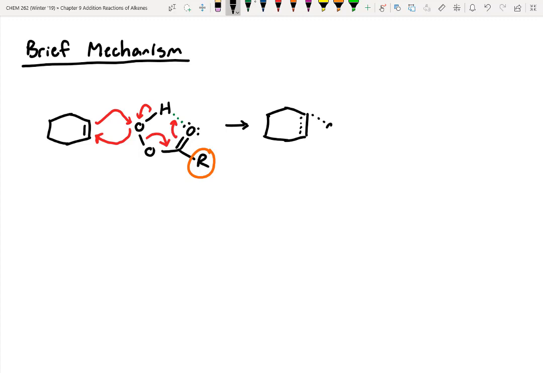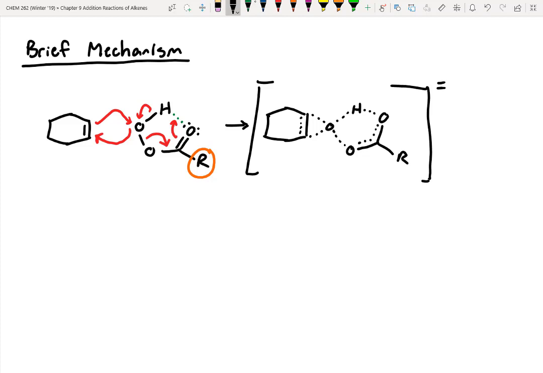So we're forming this 3-membered ring to oxygen. The bond is being broken to that hydrogen. It's being broken to that oxygen. We're forming a new bond with this hydrogen. We still have this R group. I don't know, I think it's kind of pretty. So it's this big, kind of funky looking transition state.